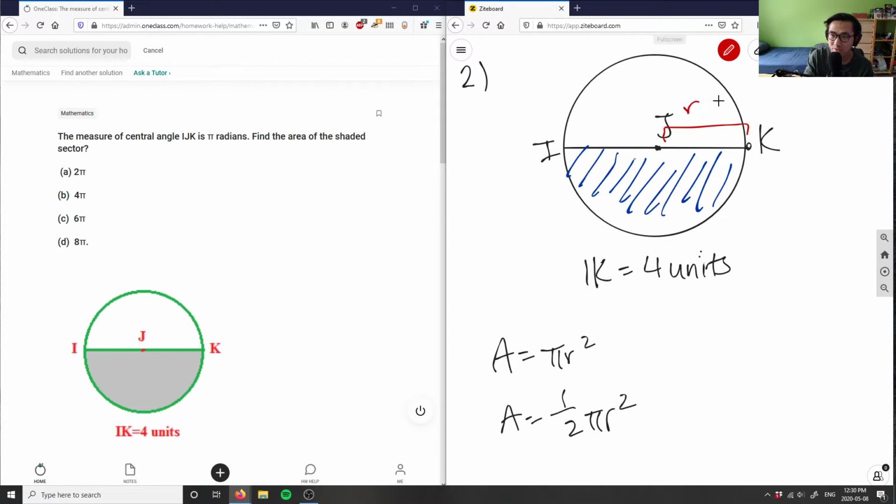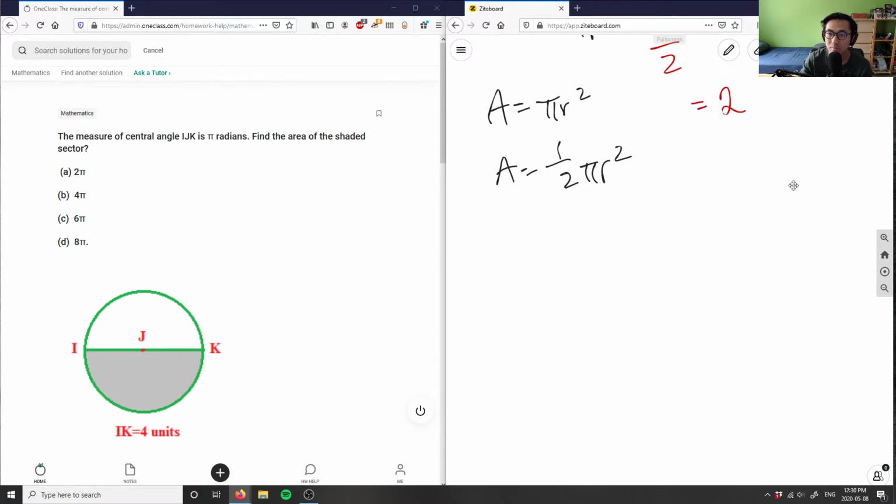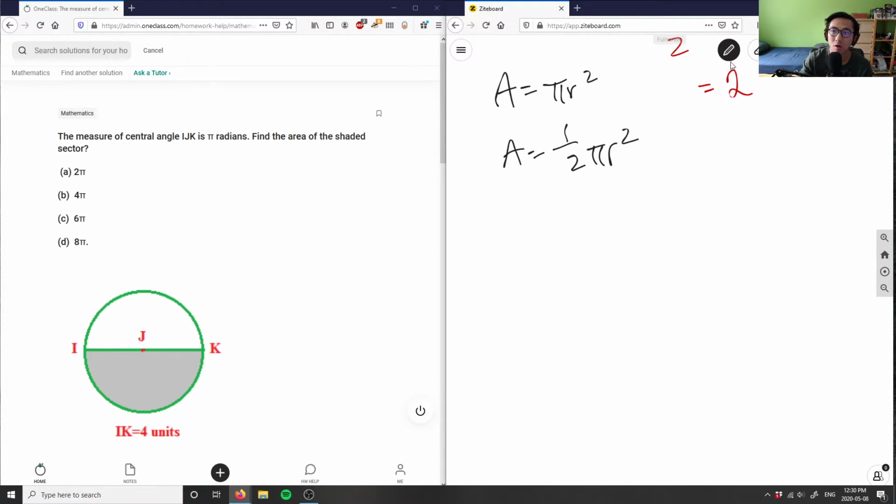So this guy here is our radius, but then from I to K is 4 units, right? So if it's 4 units, we would simply divide this by 2 to get our radius, which is simply just 2. And then now what we can do is solve for the area, right?